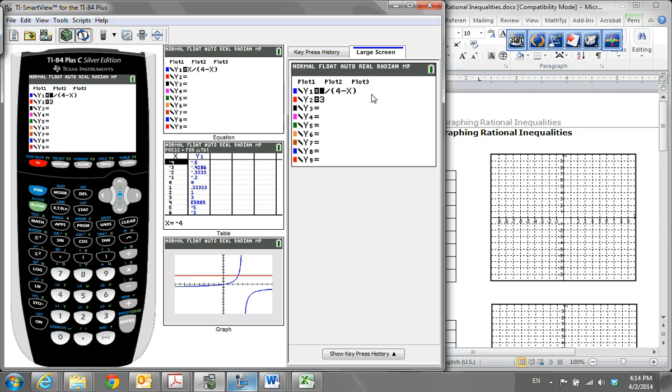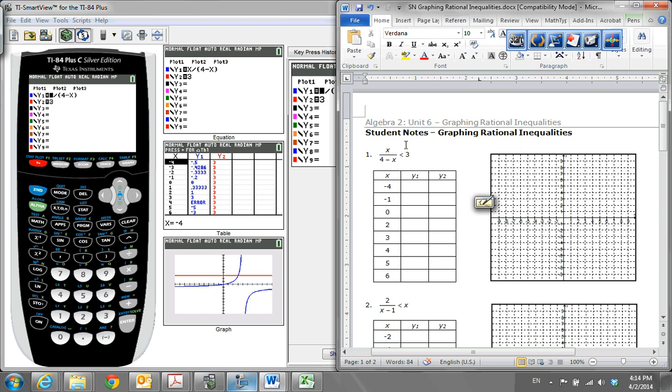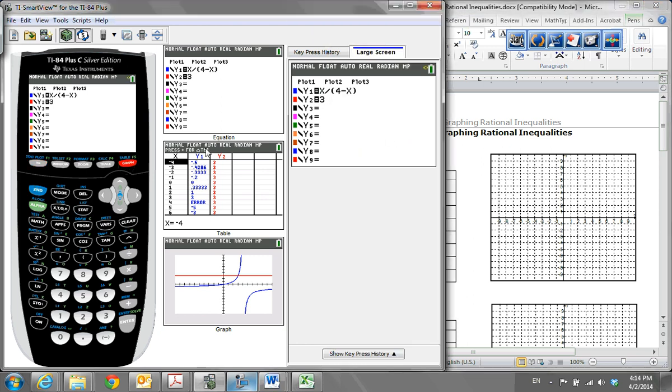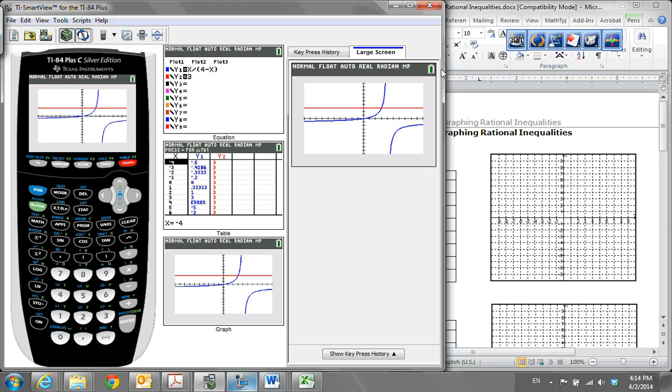So as you can see here, my y1 equals x divided by 4 minus x, and my y2 is 3. So that's that one. So y1 there, y2 there. I look at my graph, and you can see here that I have the y equals 3, that solid line there, and then my rational function is there.